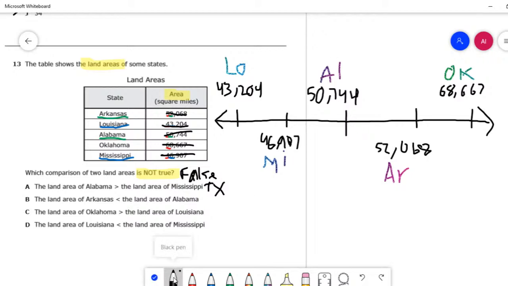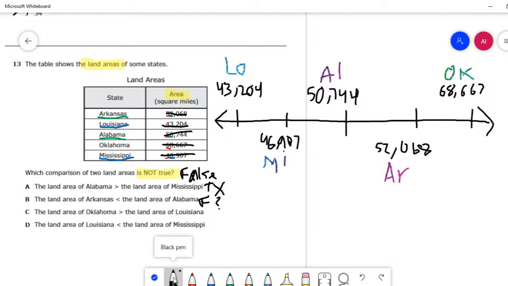So now let's look at the next choice. The land area of Arkansas is less than the land area of Alabama. So what is Arkansas? Arkansas is this one. What is Alabama? Alabama is this one. So looking at our number line, we know Arkansas is more than Alabama since it's farther to the right. And if we read the answer choice, it's telling us Arkansas is less than Alabama. And because of that, we know that that's false. We can mark that with an F here for false. And because it's false, that could be our answer choice because it's asking us what's false. So now let's look at the next answer choice. First, let me just quickly erase these 2 arrows again.